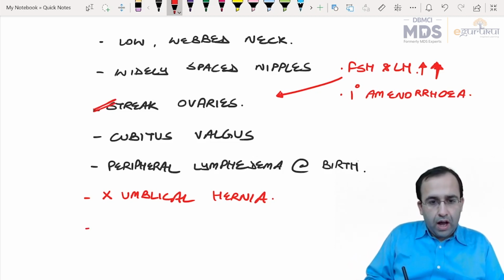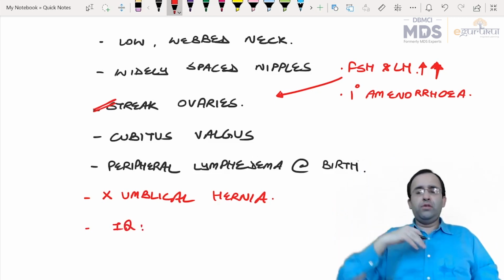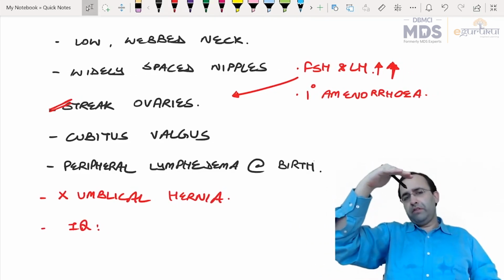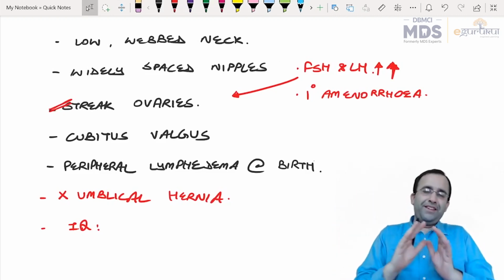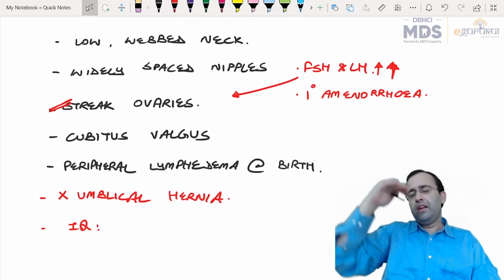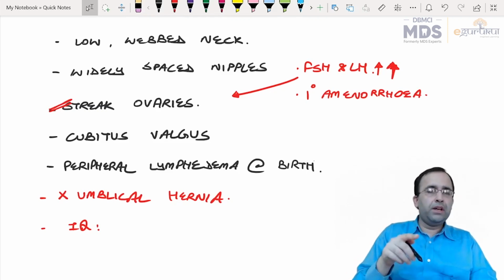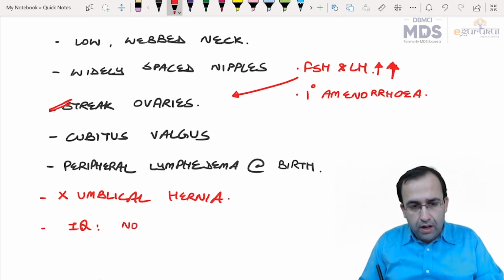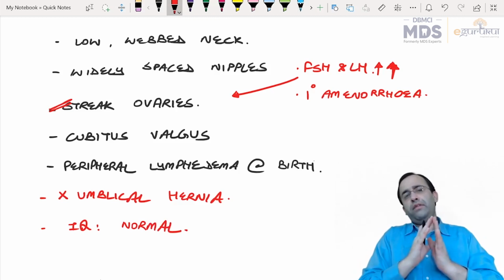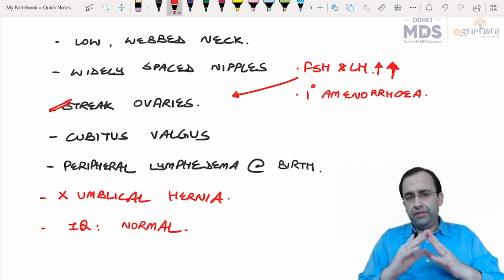Next question, IQ: low, normal, high? From our day-to-day activities, especially the guys, we know that the more the number of X chromosomes, the lower the IQ. Girls, don't get offended, it is just easy to remember. Turner's is XO, one X is less, so IQ is normal. It will not be high, she will not be an Einstein. This is Turner's.